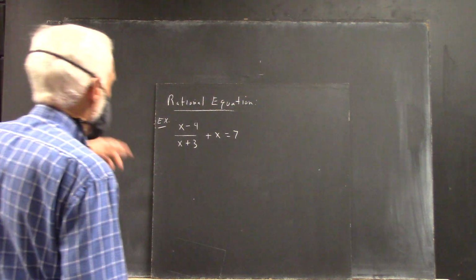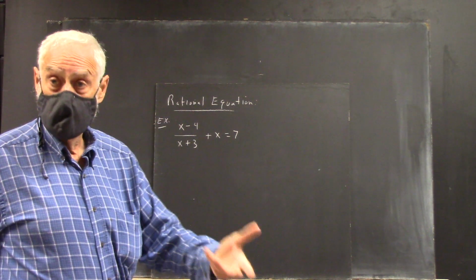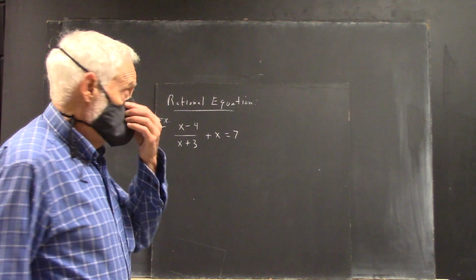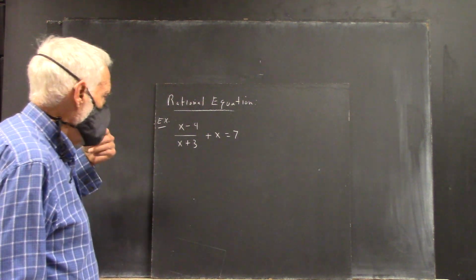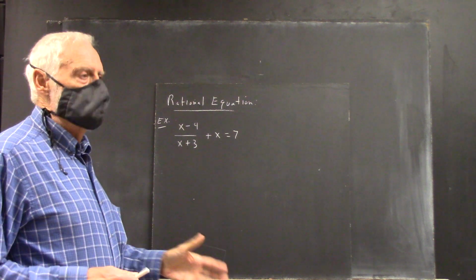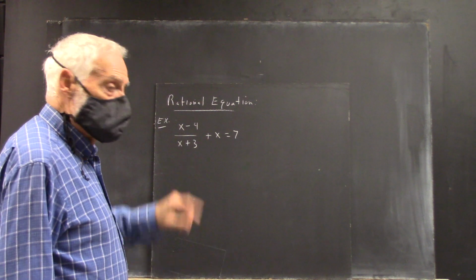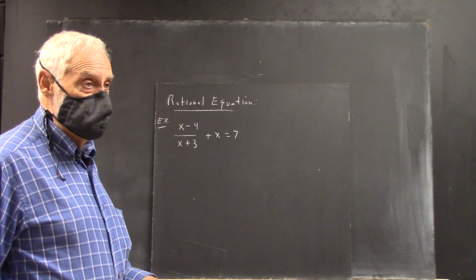Okay, a rational equation is just an equation involving a rational expression. When you look at this, especially if you've done the homework that's going to be due, you're going to want to just put all this over a common denominator of x plus 3. Don't do that.